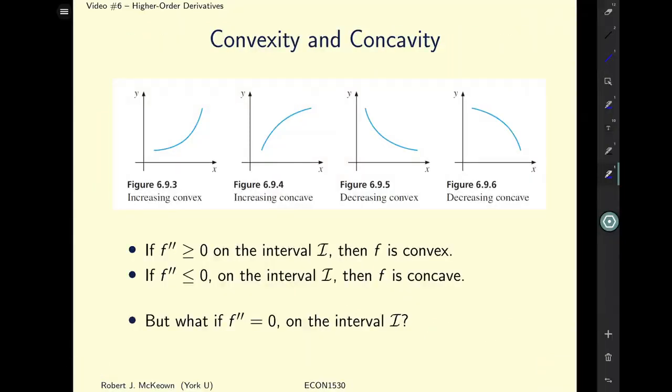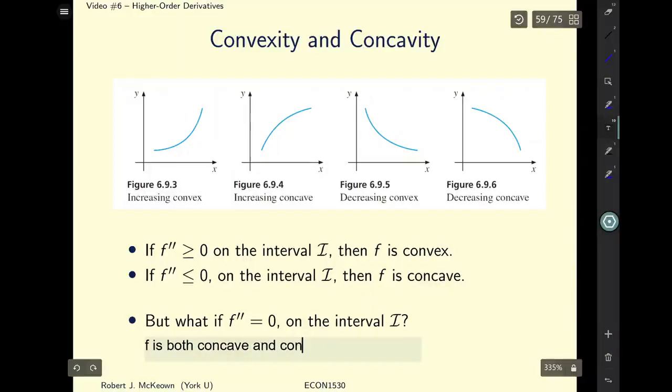And here's a summary slide. If you just want to take a look at it, it can help you study. I already answered the last question. What if the second derivative is equal to 0 on the interval I? Then f is both concave and convex. It's both.